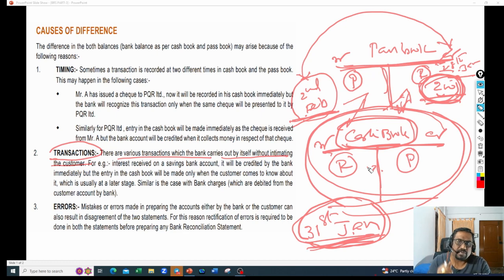You got it later. But by the time you prepared the reconciliation, that amount was not communicated to us. Hence, you did not record it. Since you did not record this here, there will be a difference between passbook and cash book. Are you getting my point?